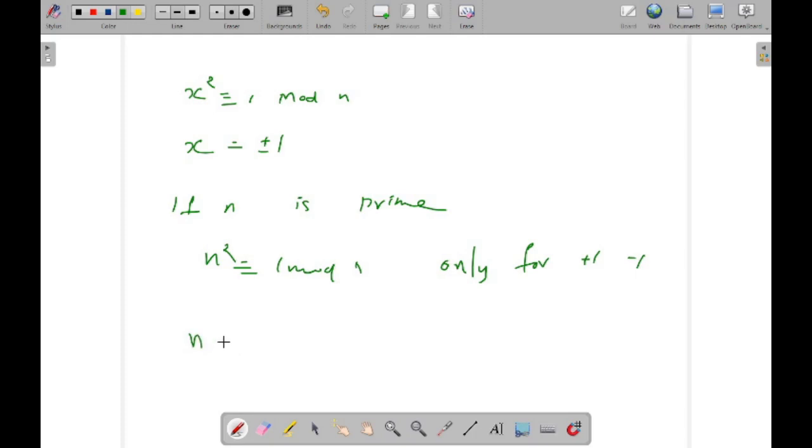So if n is prime, the congruence h square congruent to 1 mod n holds only for two values, plus 1 and minus 1. Otherwise n is composite.